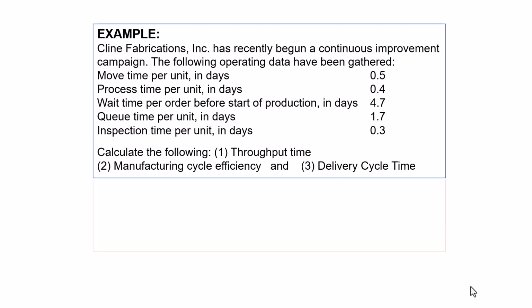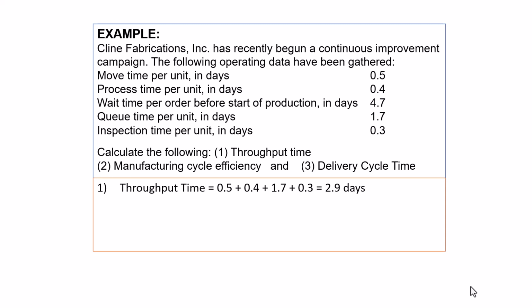So first, the throughput time. That is going to include the move time of 0.5, the process time of 0.4, the queue time of 1.7 days, and the inspection time of 0.3 days. That is equal to 2.9 days. Notice that it includes everything except wait time. So if you had to express this in one sentence, saying what it means, it would be that it takes 2.9 days to produce the product.